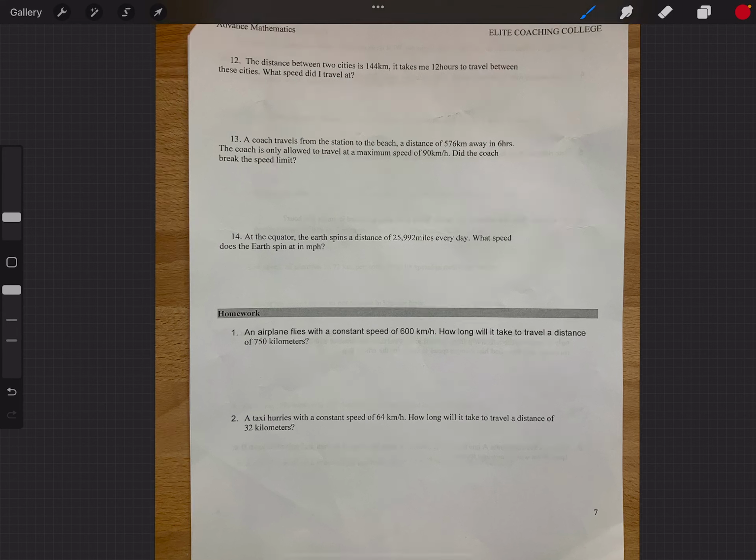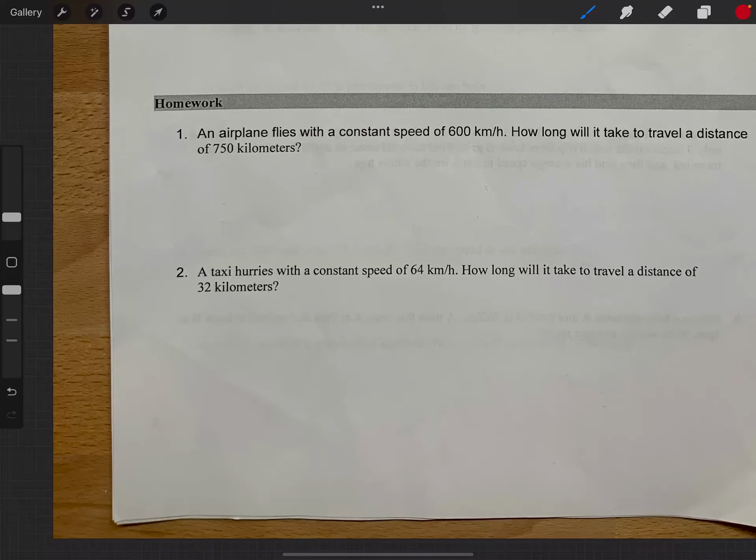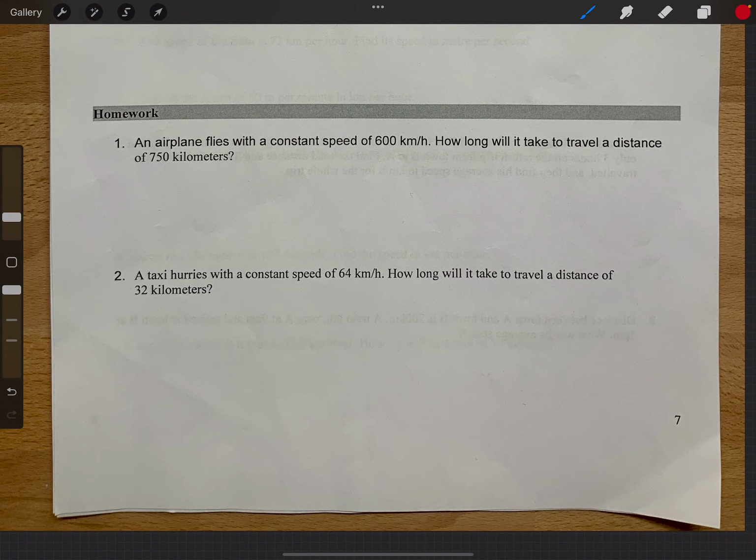On page 7, question 1. An airplane flies with a constant speed of 600 kilometers per hour. So we're given the speed, 600. How long would it take? How long is asking you for the time. So time we don't know, that's what we'll find out. Take the travel distance of 750 kilometers. So distance given to us to be 750.